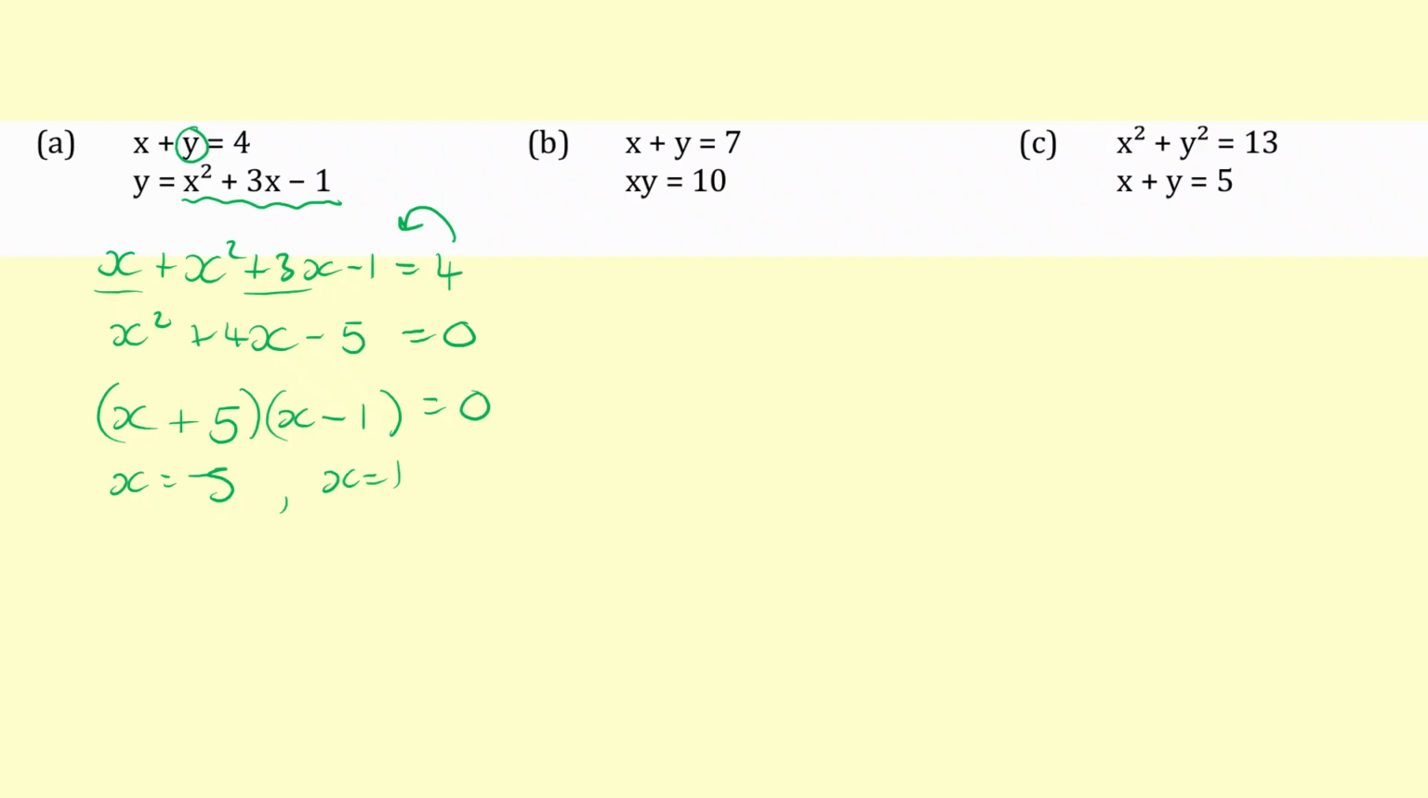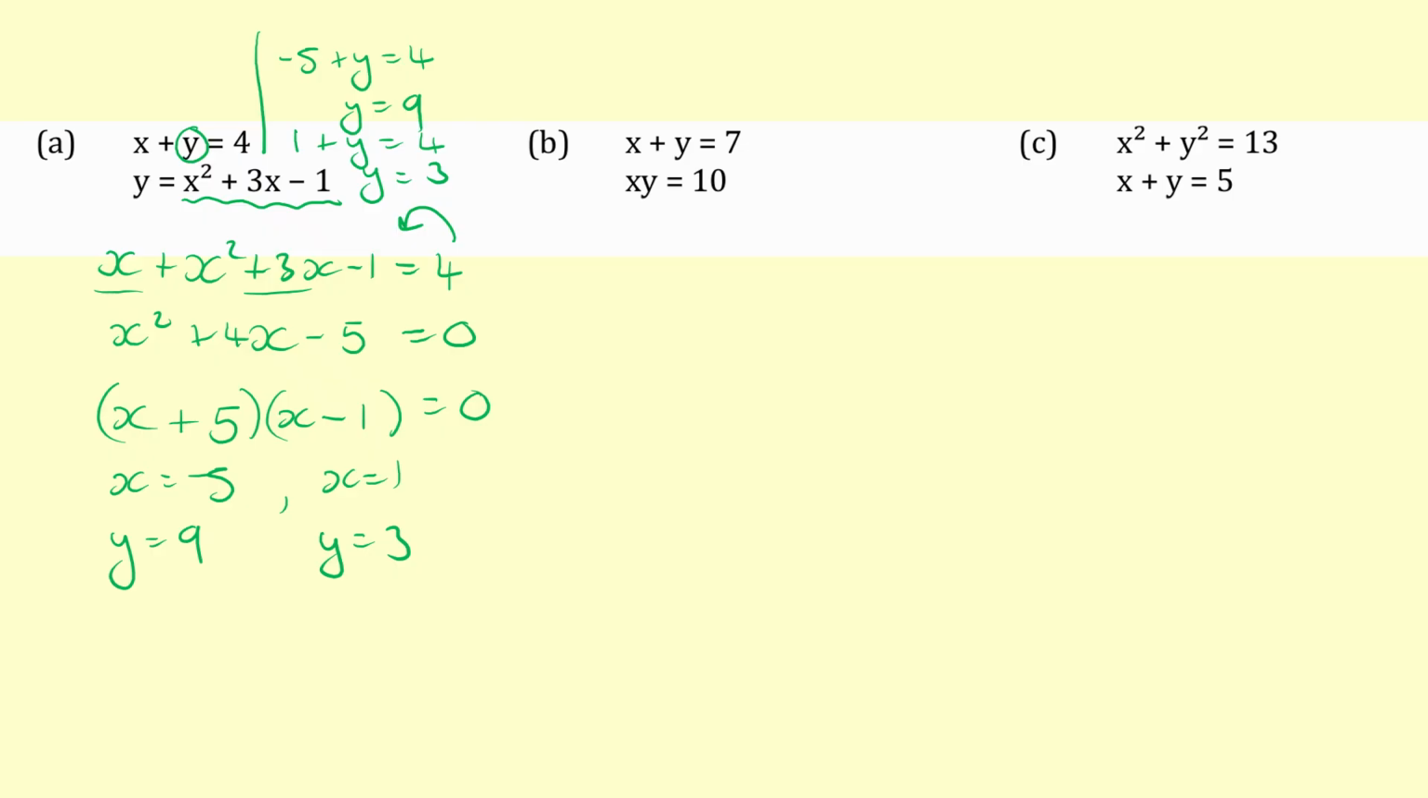Now, if x equals negative 5, we can use this top equation here. So we've got minus 5, add something, gets you 4. So y must be 9. So y equals 9. And then again, we can use the top one. If x is 1, 1 add y equals 4, so y must be 3. There you go, and there are your solutions.